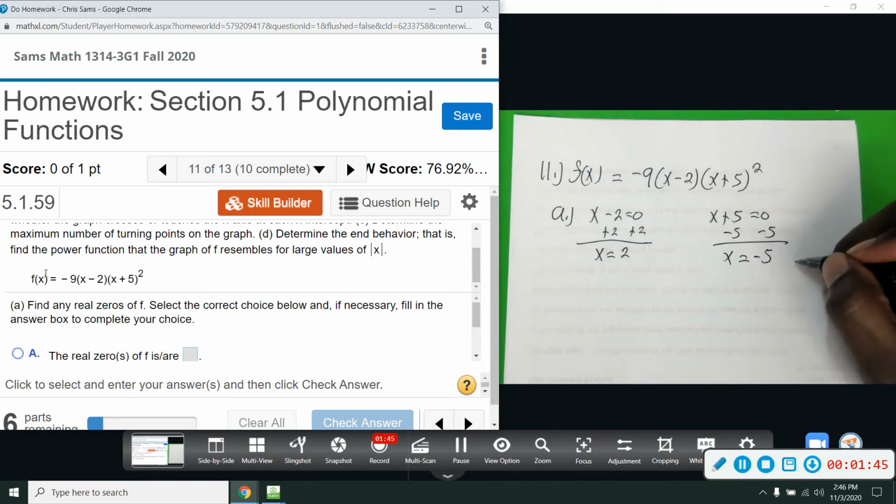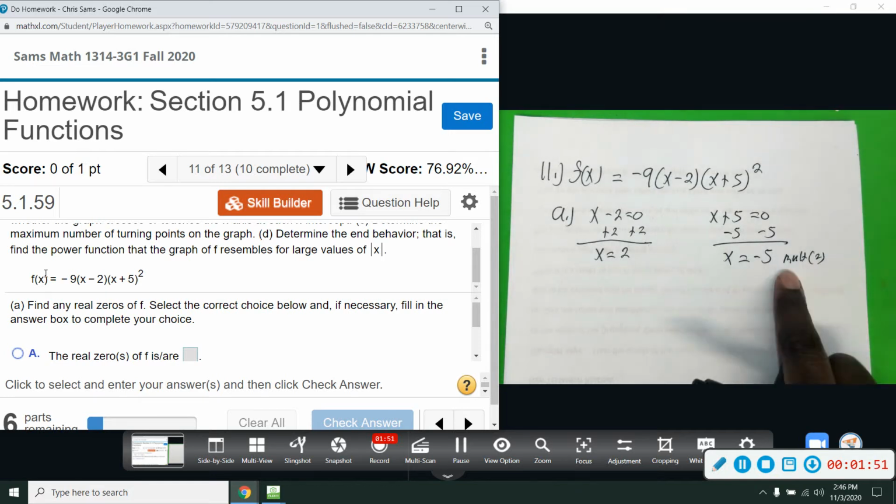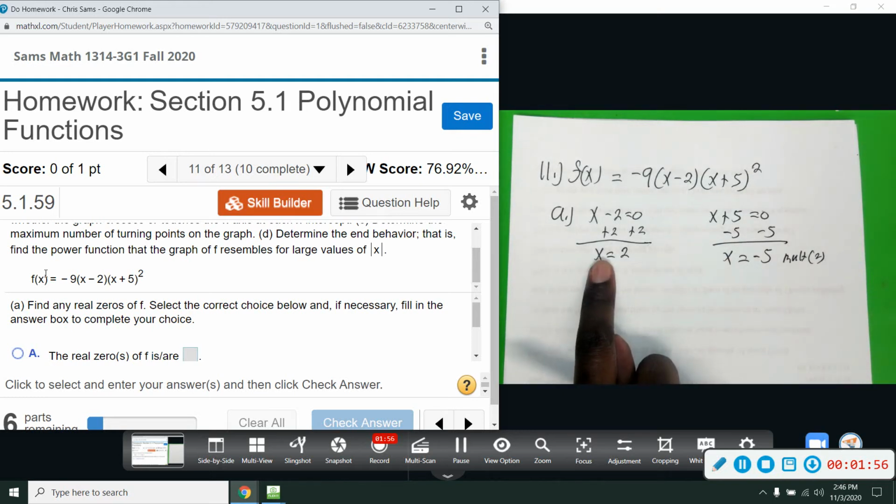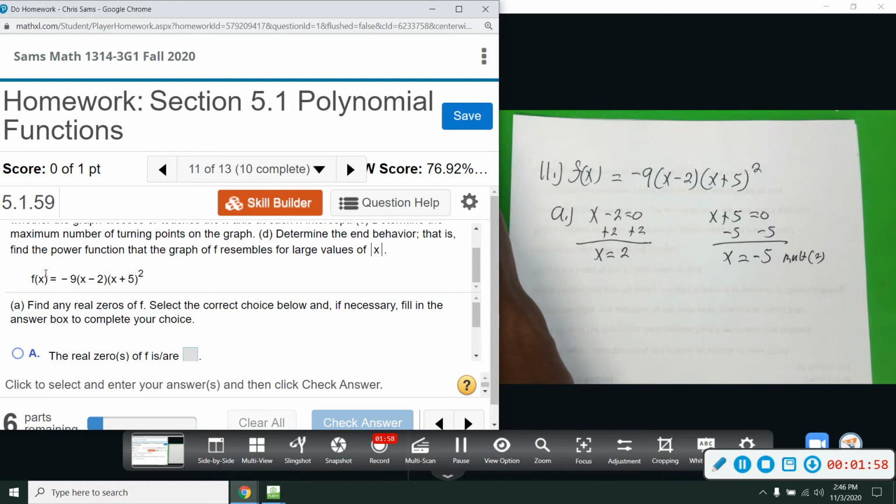Now, this one will be multiplicity 2, because we have the squared, so that means that's a double root. This is a single root. So those are the zeros.